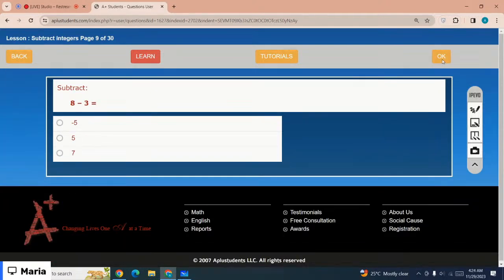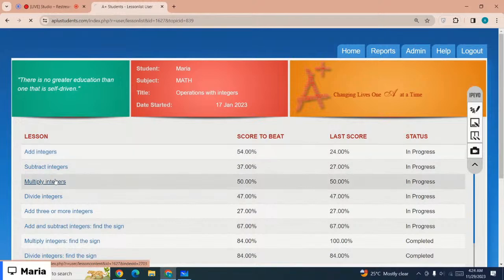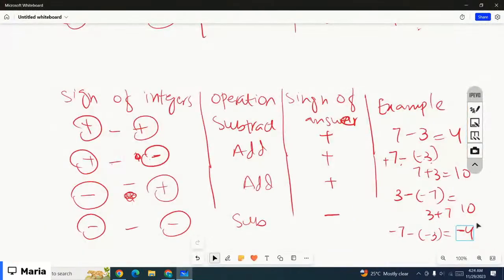Okay, you can complete the lesson by yourself later today. Let me just move on to next lesson. The next lesson is, I think, multiply integers. Multiply integers. The rules for multiplication are very easy. Let me just write down the rules for multiplication also.